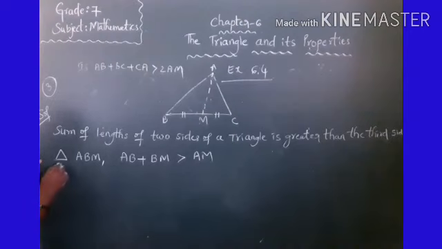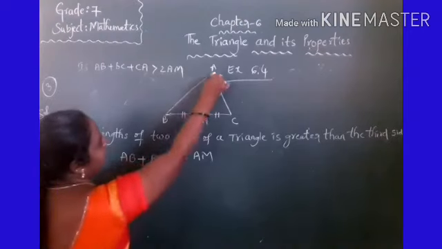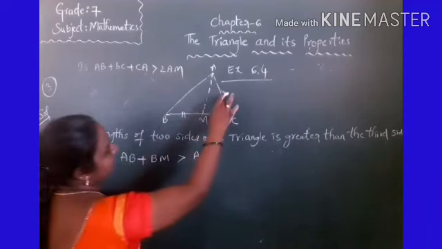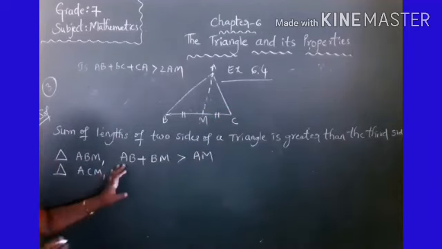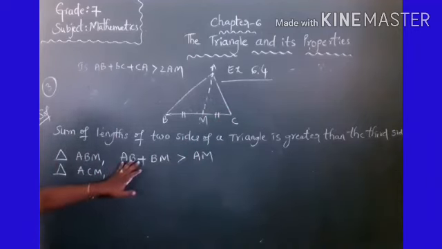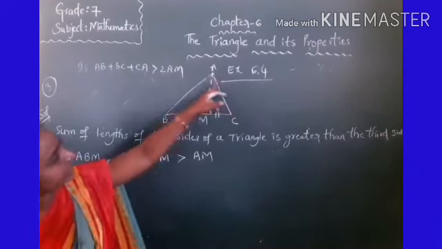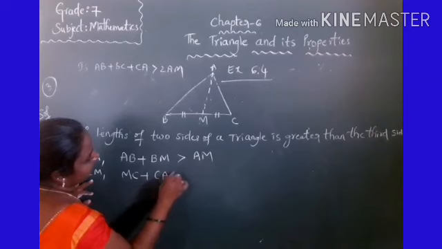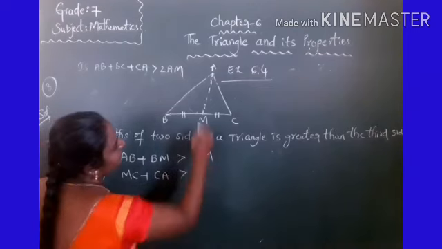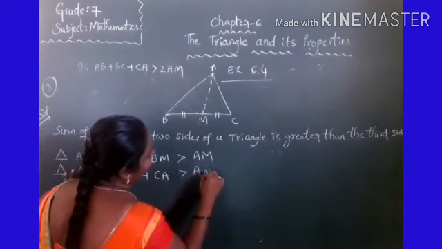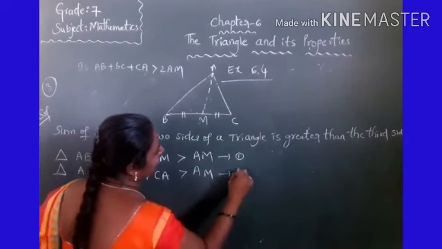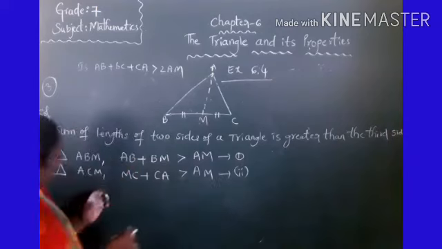Next triangle ACM. Triangle ACM, two sides. What are the sides here? MC plus CA. MC plus CA is greater than the third side, that is AM. Observe these two inequalities. Observe from these two.